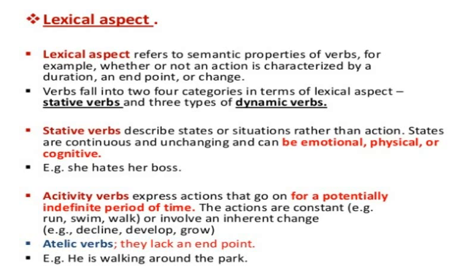Activity verbs express actions that go on for a potentially unidentified period of time. The actions are constant, for example, run, swim, walk, or involve inherent change, for example, decline, develop, grow. Atelic verbs lack an end point. For example, he is walking around the park.